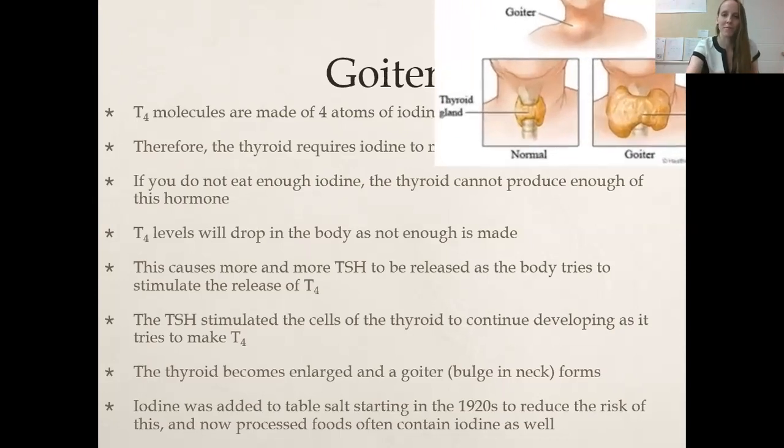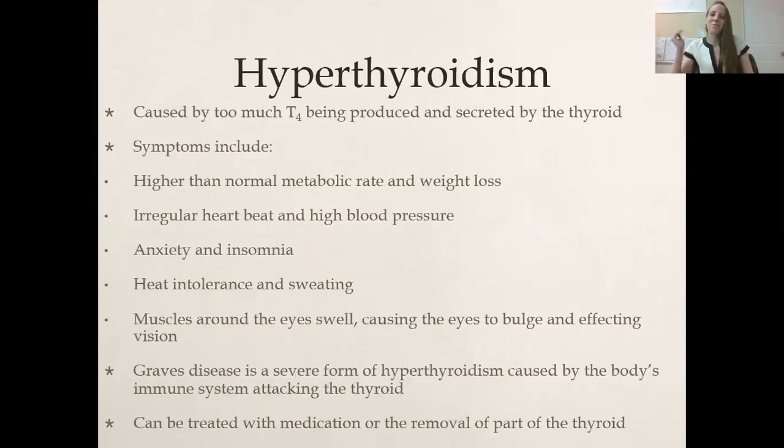Okay. Then there's hyperthyroidism, which is the opposite of hypothyroidism. This is when too much T4 is being secreted by the thyroid. This person will have a really high metabolic rate. They'll have a lot of weight loss, and will have a really difficult time maintaining their weight. Their heartbeat can be really irregular.